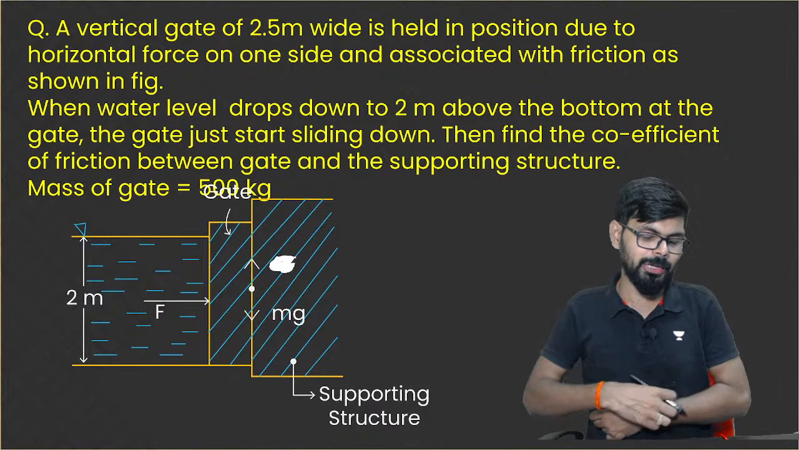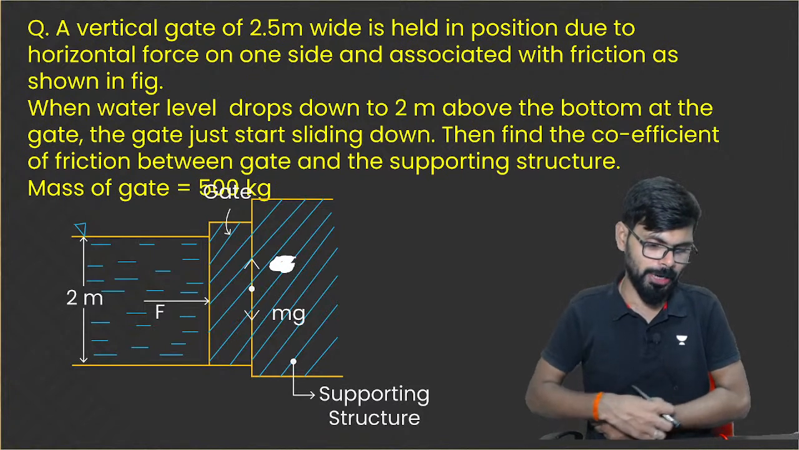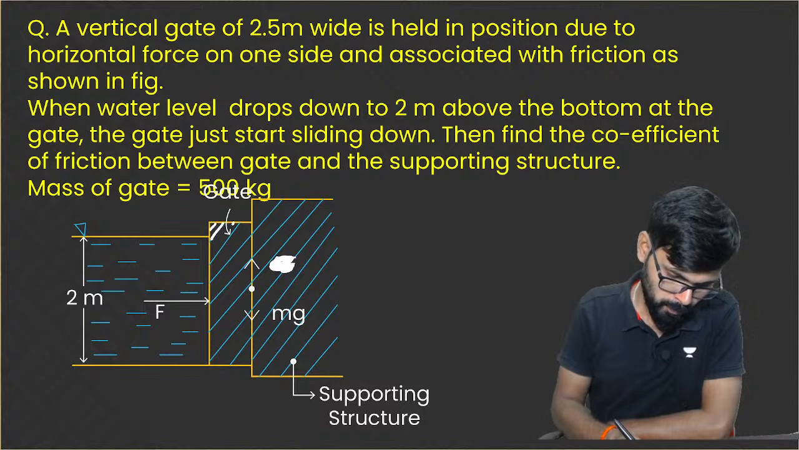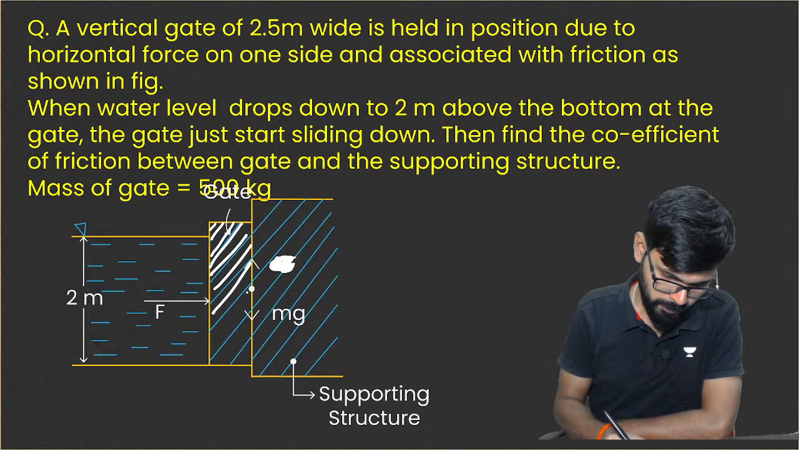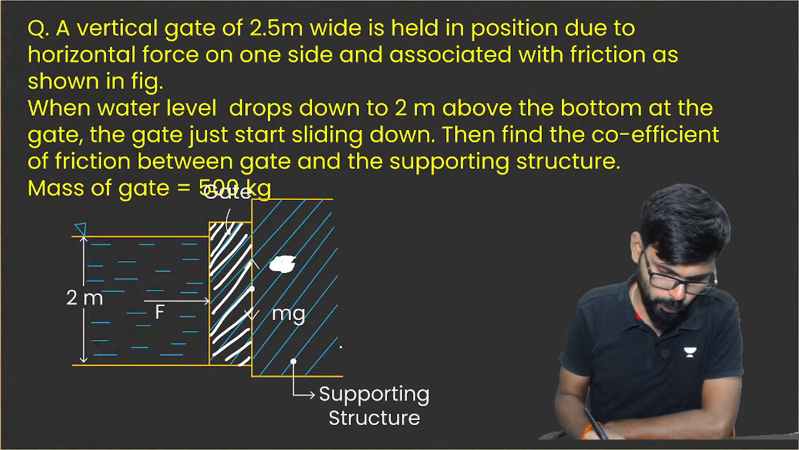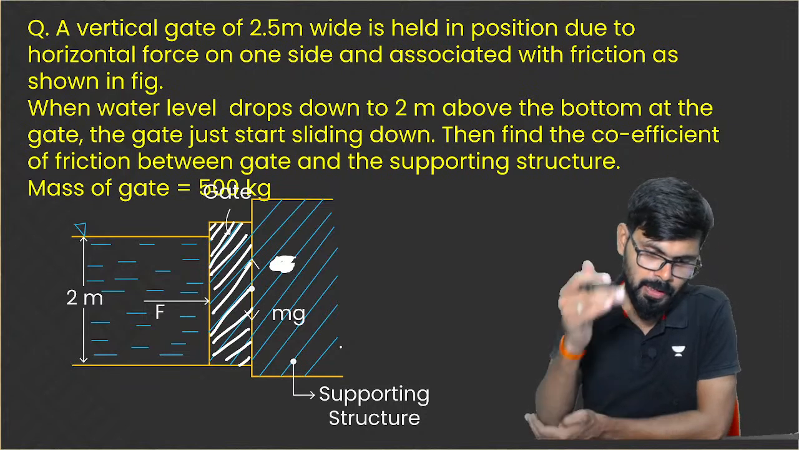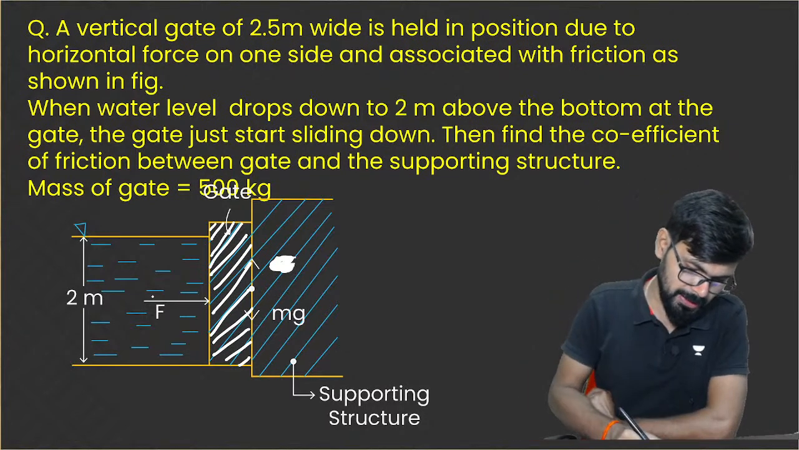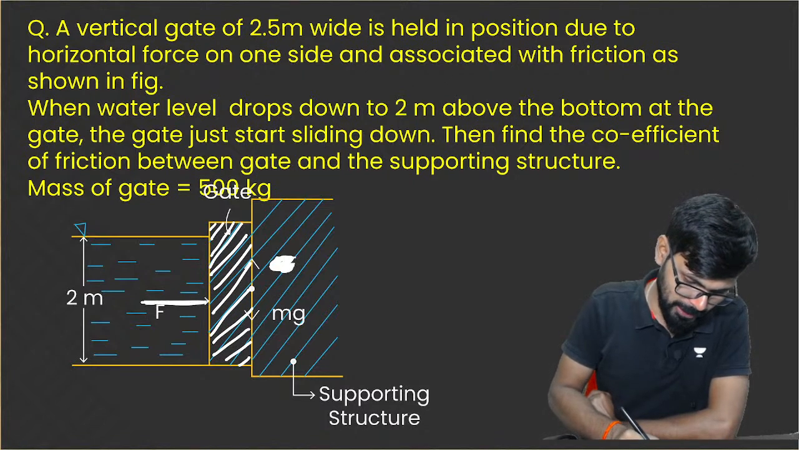A vertical gate of 2.5 meter wide. ये गेट है ये. This is what gate. ये गेट है. This is a supporting structure. Head in position due to horizontal force. Now obviously this side one horizontal force is acting on the gate.